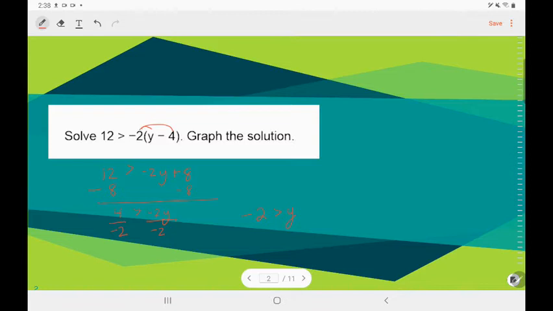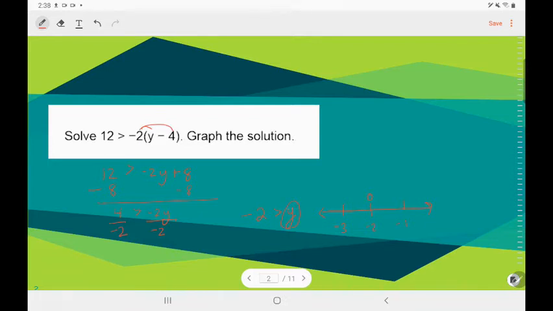Now it's asking me to graph the solution, so here's my number line. Negative 2 is going to go smack dab in the center. Make sure you put them in the correct order. Negative 1 is bigger, negative 3 is smaller. Now I cannot include negative 2 as a part of my solution list, but I can include anything that is, if I read this carefully, all of my solutions.